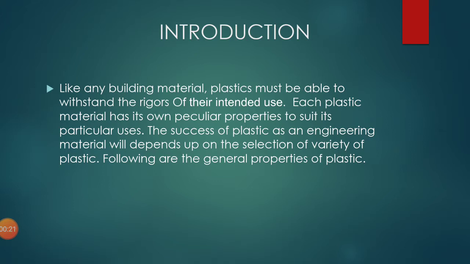Firstly, what is plastic? Like any building material, plastics must be able to withstand, of course, the rigors of their intended use. They must be versatile and of course serve their purpose in construction. Each plastic material has its own peculiar properties to suit its particular uses. For instance, some plastics may be used for their ease of fixing, while others may be used for their insulation properties or good sound properties.